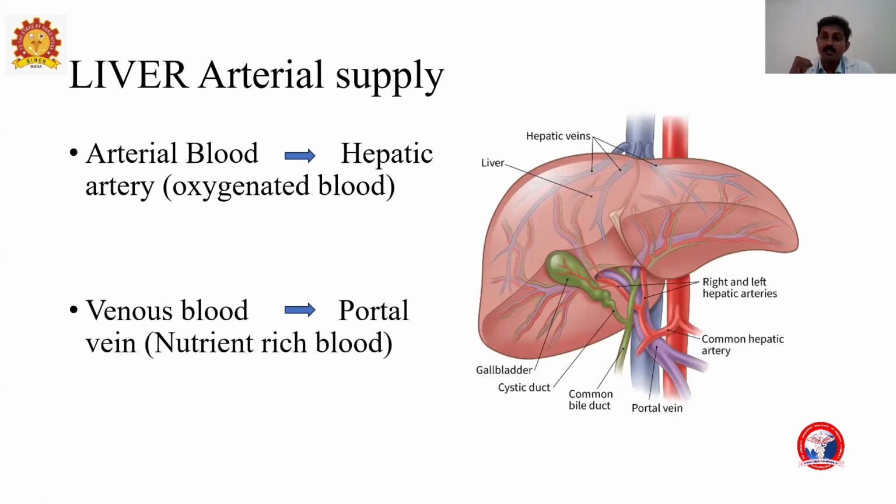Okay. But the liver needs some oxygenated blood for its survival, no? That is given by the 20% by the hepatic artery. Hepatic artery will give the oxygenated blood. It is 20%. So 80% is by portal vein, 20% is by hepatic artery.